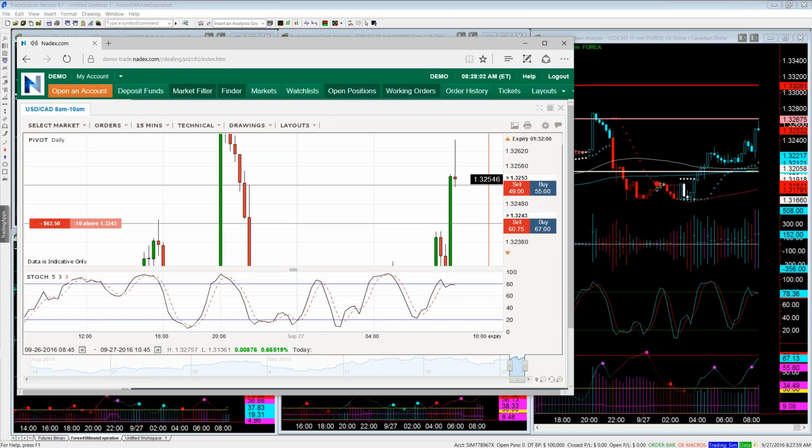What I would really like to see is that this closes on the low, preferably below 32.53. This particular bar expires in about 2 minutes, so we'll wait and see what it does.